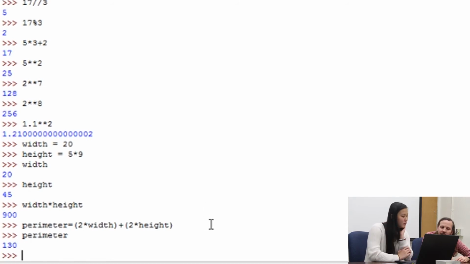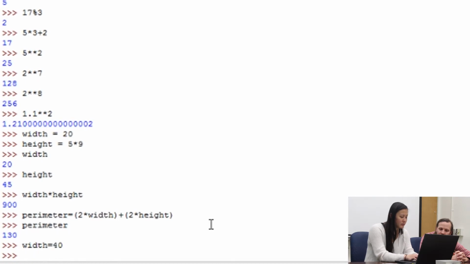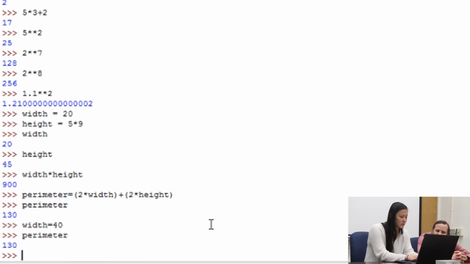And so now if we change the width to, let's say, 40, then the perimeter would get updated, correct? Because it's using variables inside of variables. Yeah, we can go ahead and do that. Okay, let's try. Width equals 40. Hit enter. And now perimeter. It's probably 170? 130. Interesting. 130. I know I threw this one as a curveball.